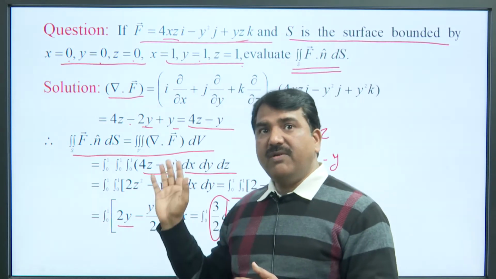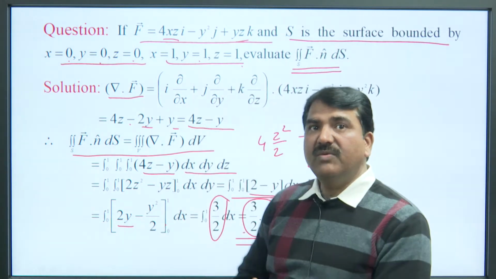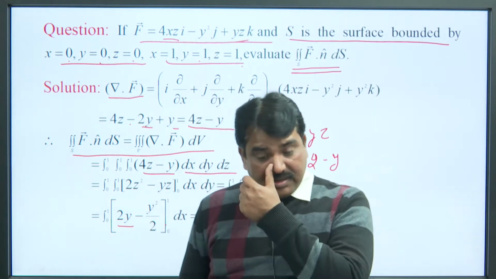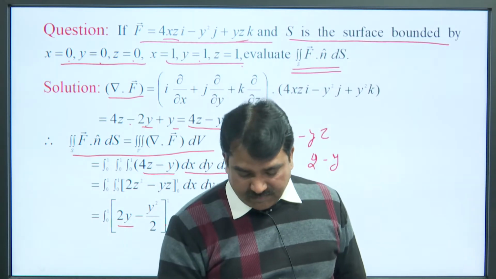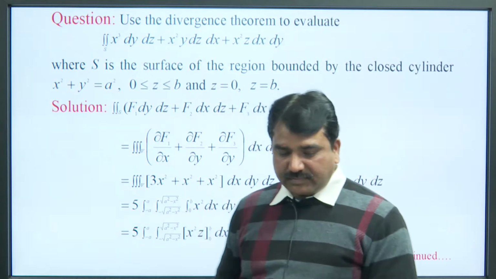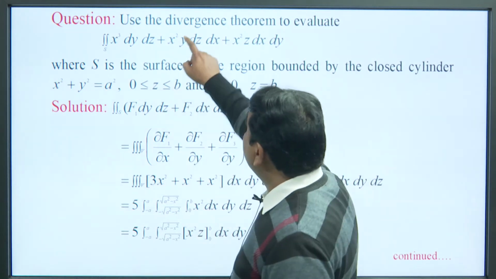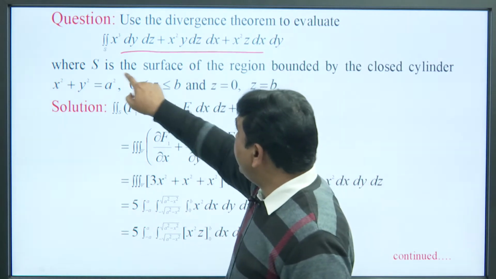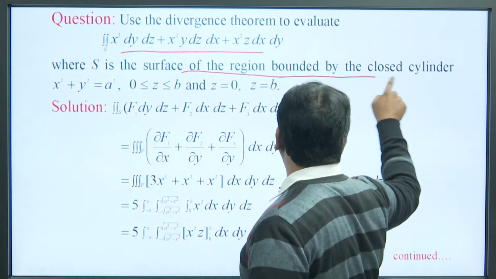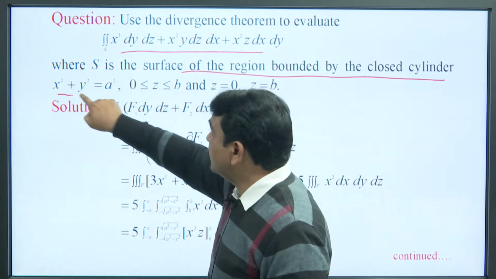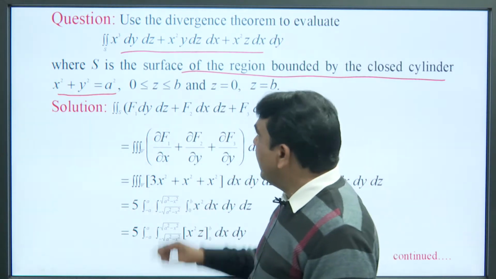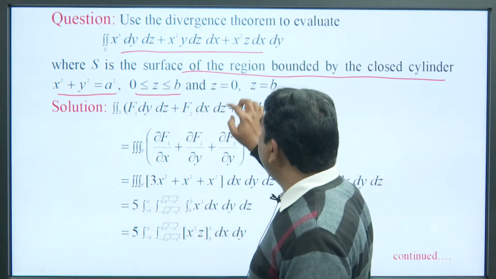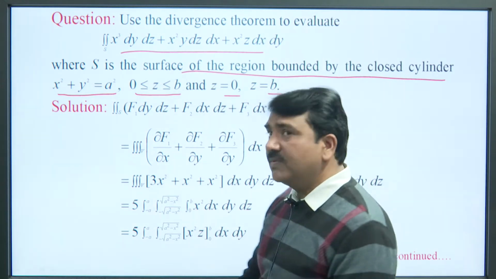So, we can easily evaluate this integral with the help of the Gauss divergence theorem. Now, use the divergence theorem to evaluate this surface integral, where S is the surface of the region bounded by the closed cylinder x square plus y square equal to a square, and z lies between 0 and b, that is z equal to 0 and z equal to b.